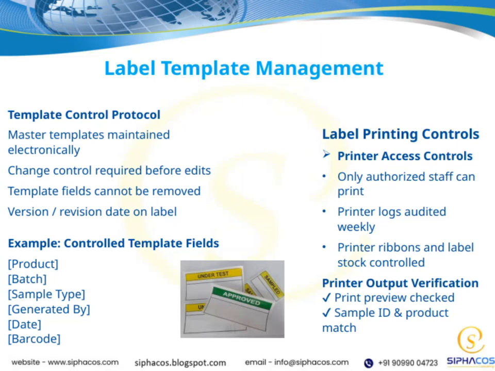First, printer access controls. Only authorized staff members are permitted to print labels, ensuring that access is restricted to those who need it. We also keep detailed printer logs that are audited weekly to maintain accountability and track usage. Additionally, printer ribbons and label stock are carefully controlled to prevent any misuse or mix-ups.